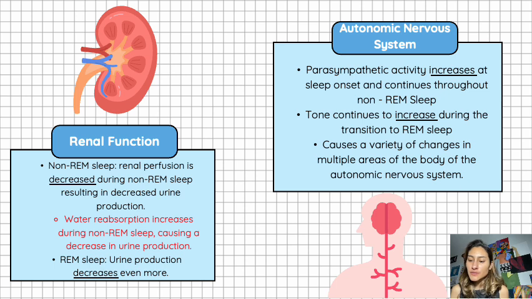Talking about renal function, renal perfusion is decreased during non-REM sleep, resulting in decreased urine production. In addition, water absorption increases during non-REM sleep, causing a decrease in urine production. Urine production is decreased even more during REM sleep.